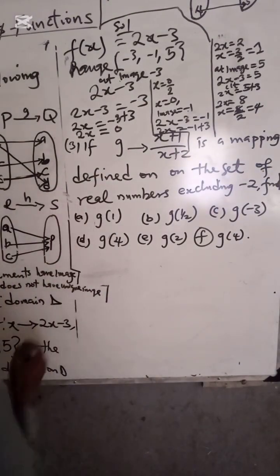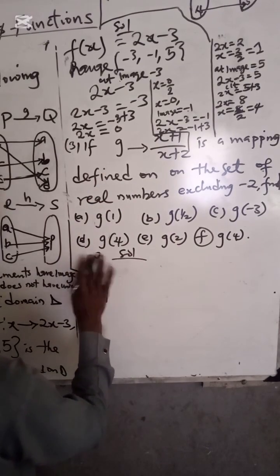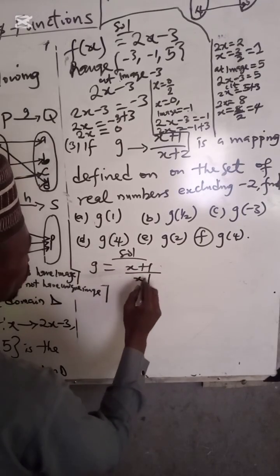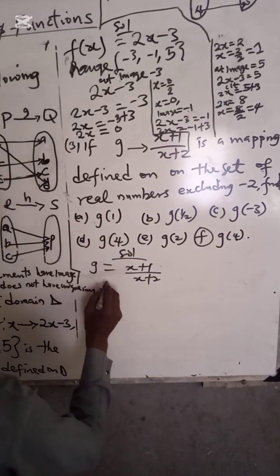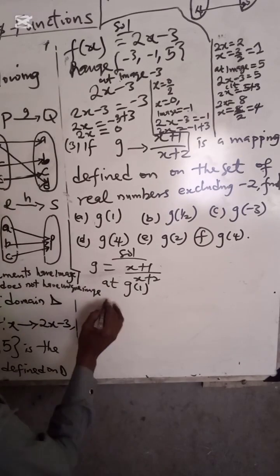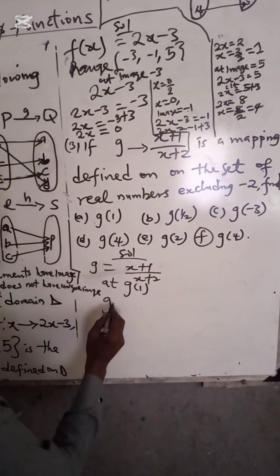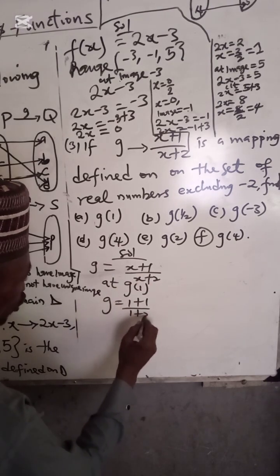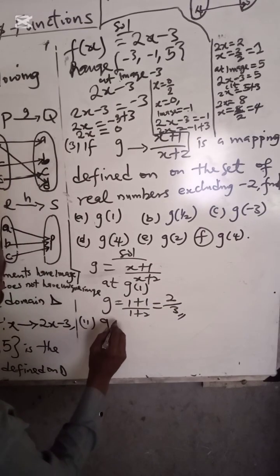Now, a quick one, the third one. It says define the set G: G of x equals x plus 1 over x plus 2. Let's just find a and b. I will leave the remaining ones for you to try. At G of 1, it means find G of 1. Anywhere we see x, we replace it with 1. So G of 1 equals 1 plus 1 over 1 plus 2, which is 2 over 3.